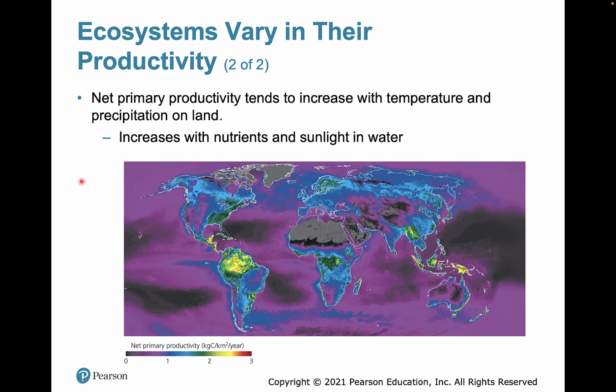This makes sense too. The higher the temperature and precipitation, the greater the productivity on the land. And areas that have greater nutrients and greater sunlight tend to also have higher productivity in the water. So the open oceans have a lot of sunlight, but they don't have a lot of nutrients. So that's why they're not that productive. You need land in order to get greater productivity.